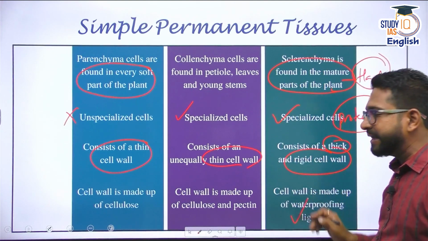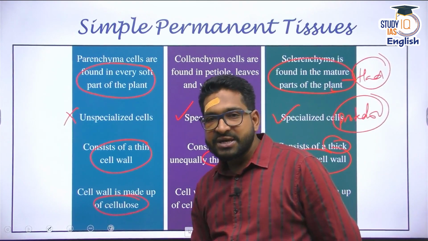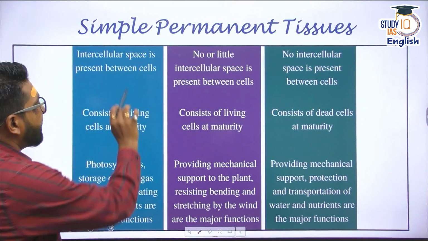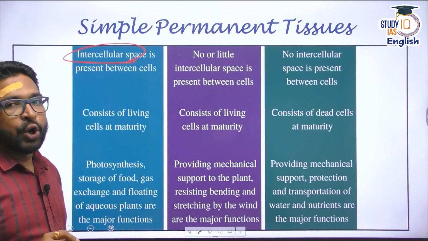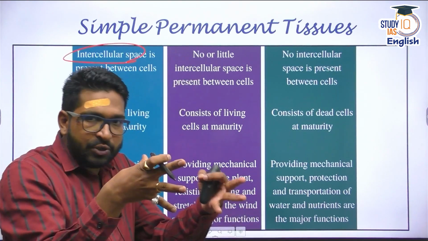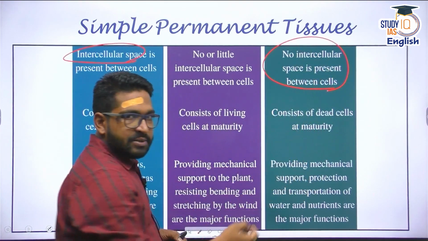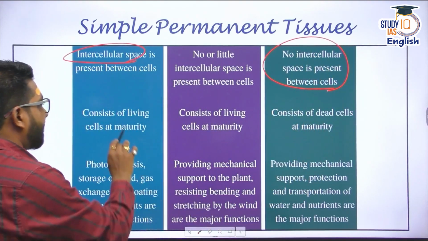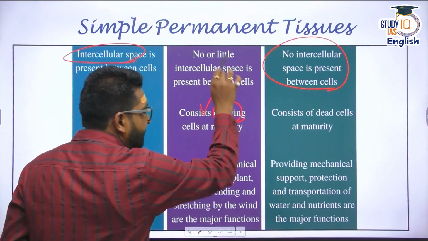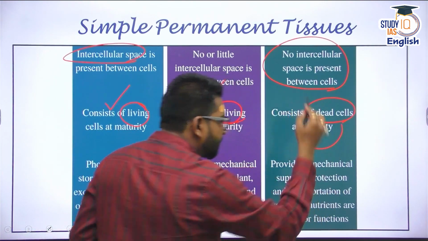You will find a lot of lignin in it, whereas in Parenchyma the cell wall is made up of a lot of cellulose. Apart from this, when you look at it function wise, Parenchyma has intercellular space in it. Collenchyma has no or very little space, cylindrical shape, stacked together kind of tissues or cells. And here also there is no intercellular space. But please note, Parenchyma is living, Collenchyma is living, but Sclerenchyma consists of dead cells when they reach maturity.